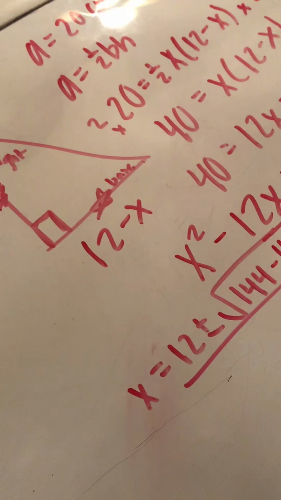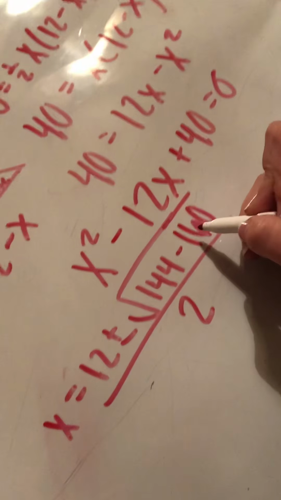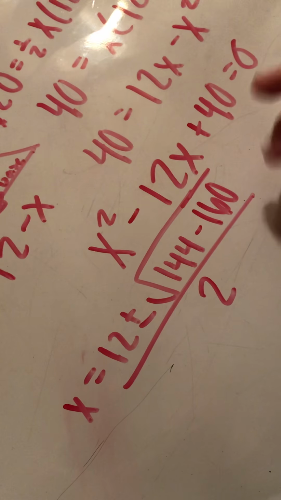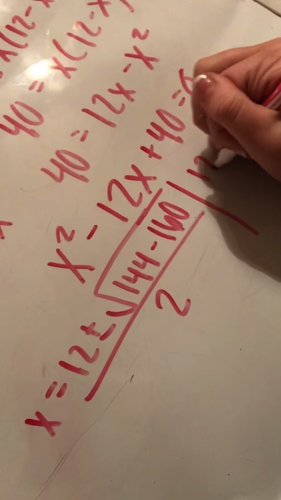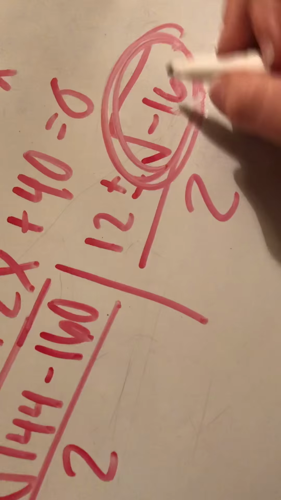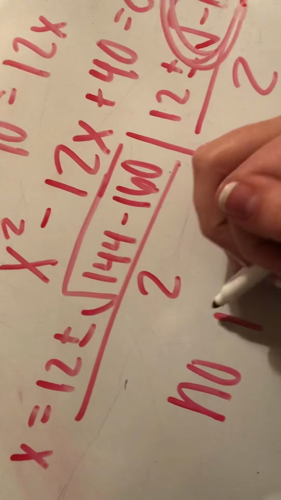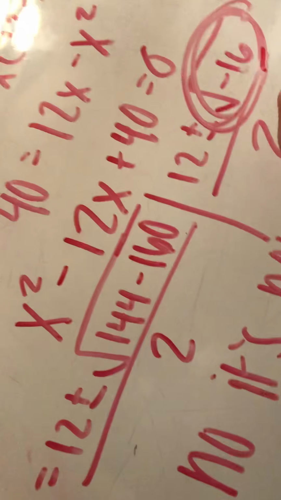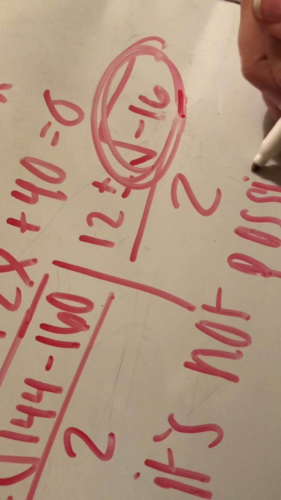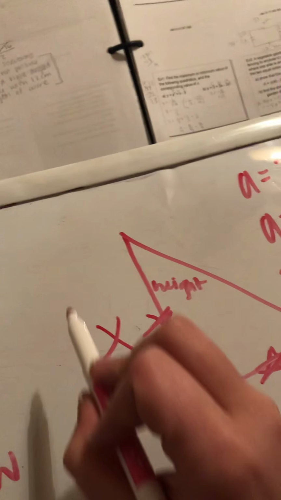All over 2a. I'm not entirely sure what that number is, I believe it's 16. So that would turn into 12 plus or minus the square root of negative 16, all over 2. You can't have this because it's imaginary. So you know that no, it's not possible. It was asking if 12 centimeters was enough wire to wrap around the triangle from here to here, and that is not enough, because there is no possible solution.